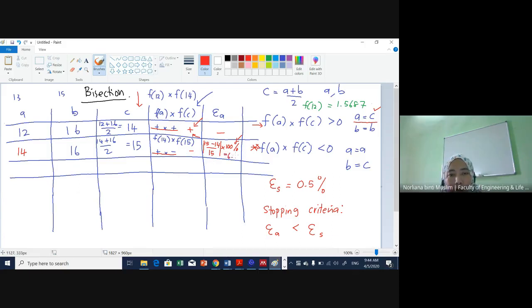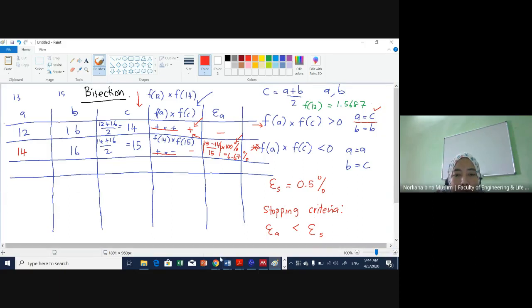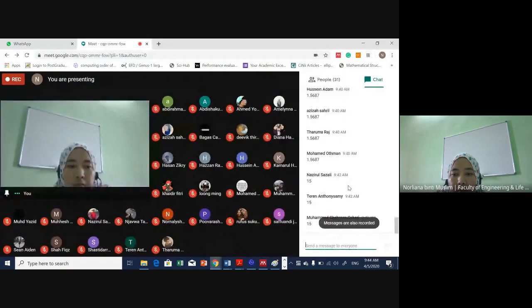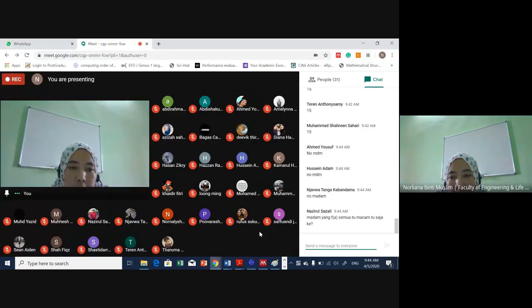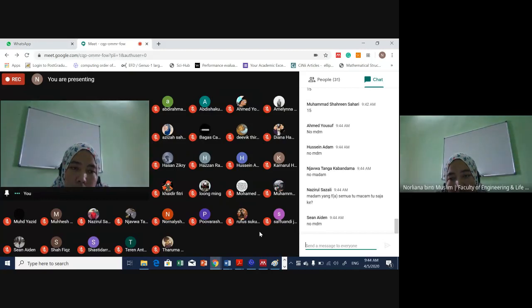Then I have 6.67%. Any calculation? Any question up to this step? What do you mean net zero? Semua macam tu saja.